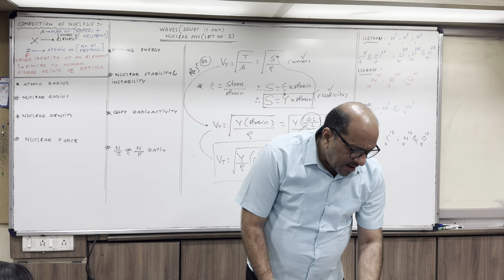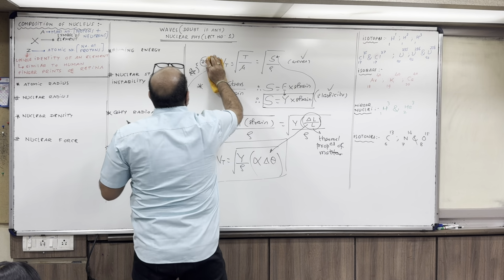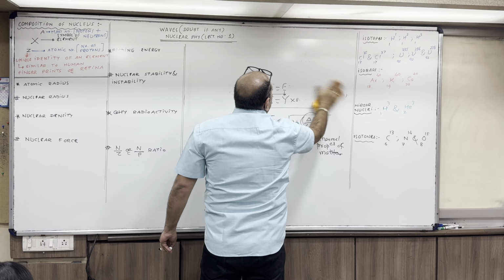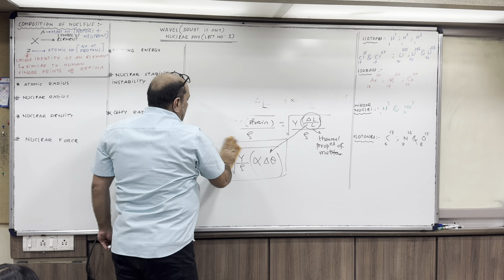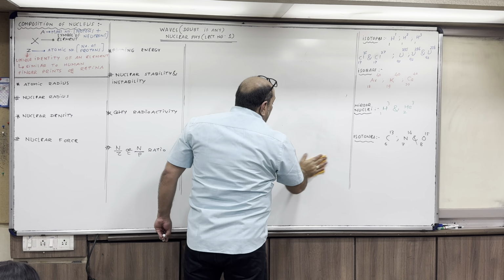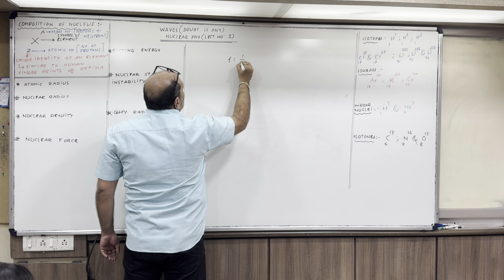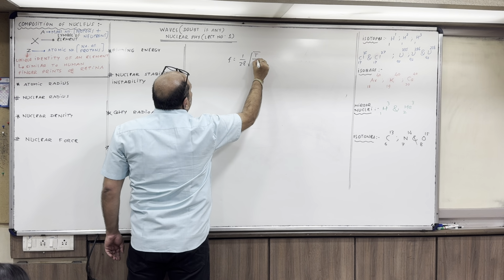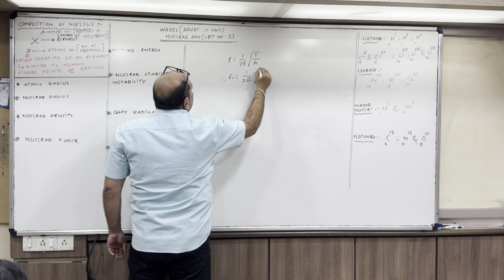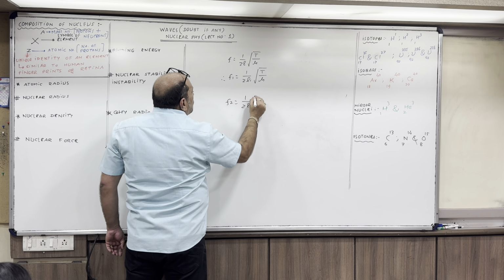What is the formula for a vibrating string? F is equal to 1 upon 2L root of T by mu. अब इसमें क्या वेरिएबल है? L, see frequency का formula is 1 upon 2L root of T by mu. Can we say over here length of the wires are different? F is equal to 1 upon 2L root of T by mu, and therefore F1 is 1 upon 2L1 root of T by mu. And F2 is equal to 1 upon 2L2 root of T by mu.